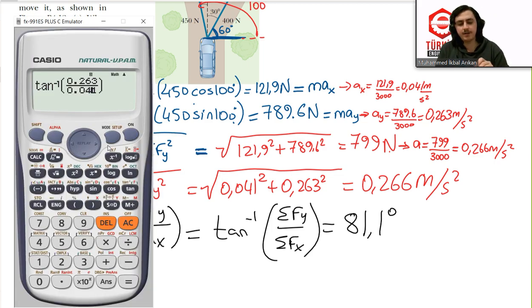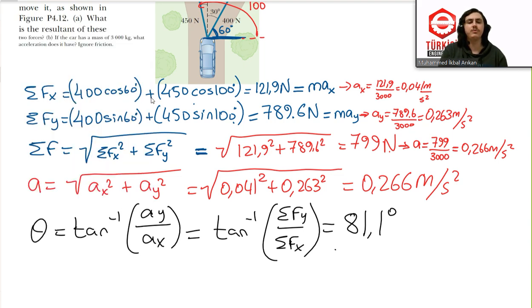What about when I'm putting the force values? So I will put here fx, which is just 121.9, and here fy, which is just 789.6. You will see that actually they are nearly equal to each other because we made some rounding. When we take exact values, you will see that they are totally equal to each other: 81.1 and the other one 81.1. So they are exactly equal to each other. So you can apply one of these rules.